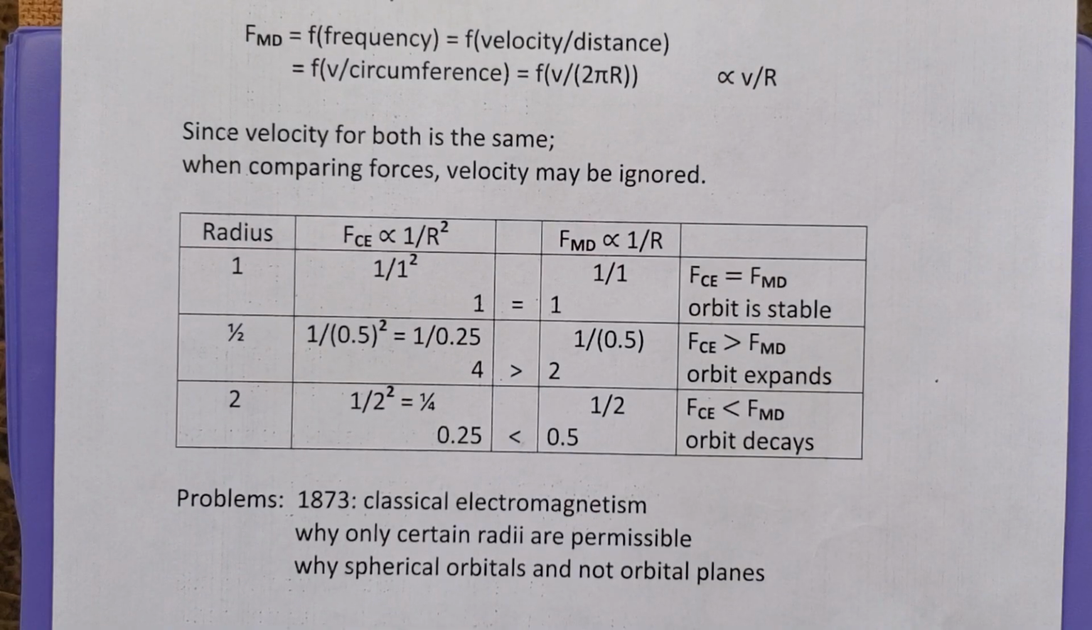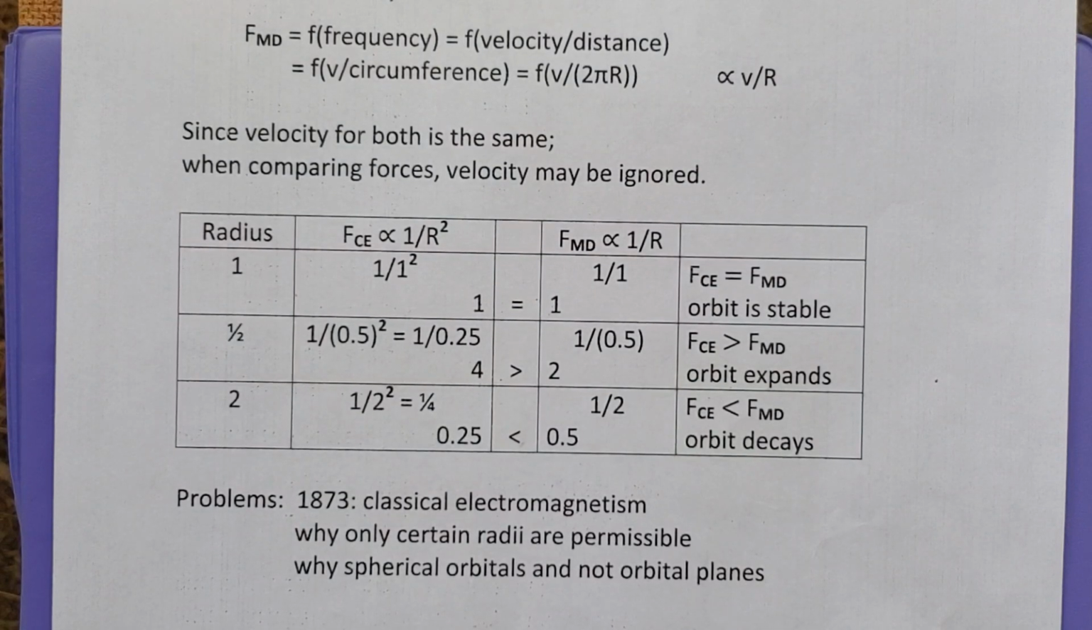The following chart is a comparison of the forces of net charge expansion versus magnetic decay at different radii, where the charge expansion is proportional to the inverse of the radius squared, while magnetic decay is proportional to the inverse of the radius. At a Bohr radius of 1, the force of charge expansion equals the force of magnetic decay, and the orbits are stable.